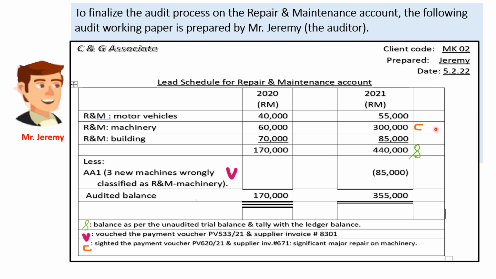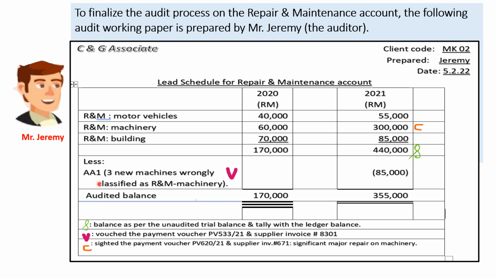There is some major machine that has been repaired. So Mr. Jeremy goes and checks it. They have to cite the payment voucher which involves the significant amount, so they have to highlight it here. C stands for cited this invoice, and the next one is vouch. Along the way, Mr. Jeremy discovered there is another significant amount where 3 new machines were actually wrongly classified as repair and maintenance of machinery, which has to be adjusted.